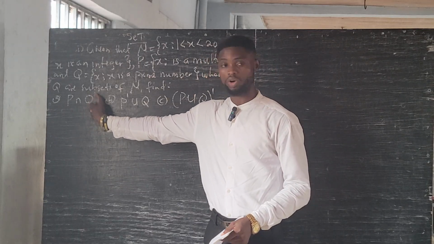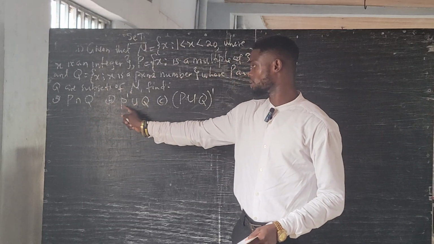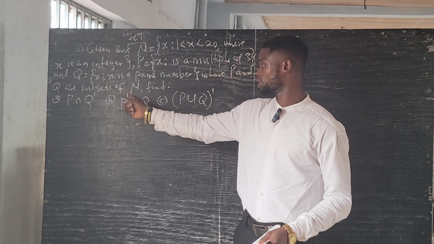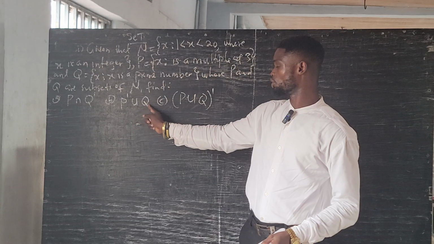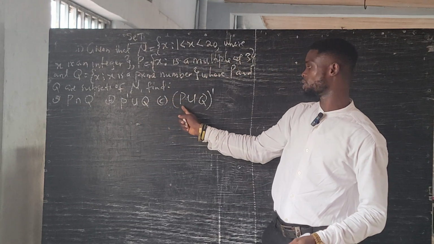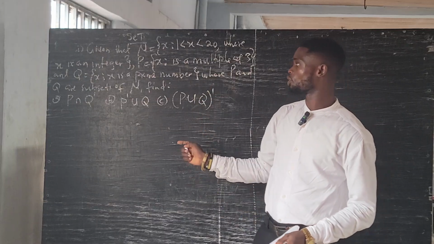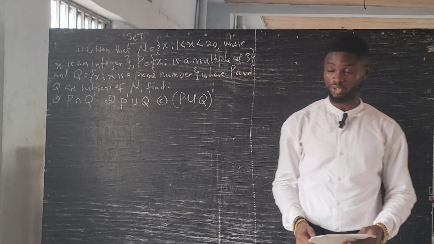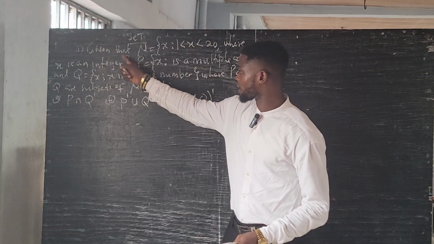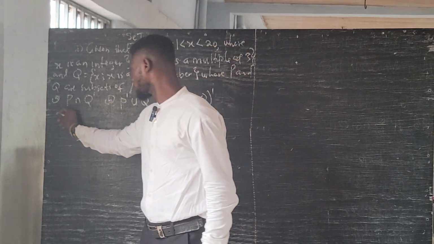The sign you are seeing means complement. For b, they say complement of P union Q. See, this is open bracket, P union Q, closing bracket, then complement. So before you solve this, you need to outline the given parameters, which is U, the universal set.